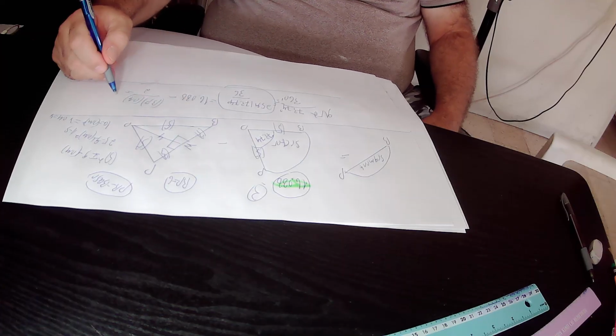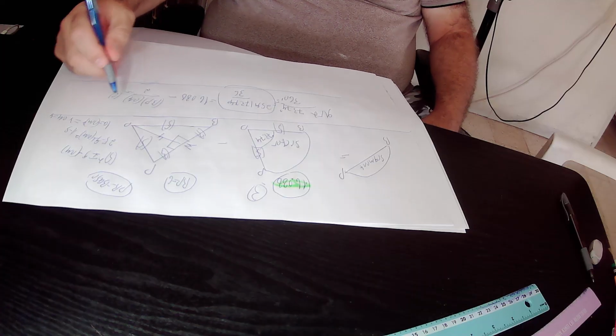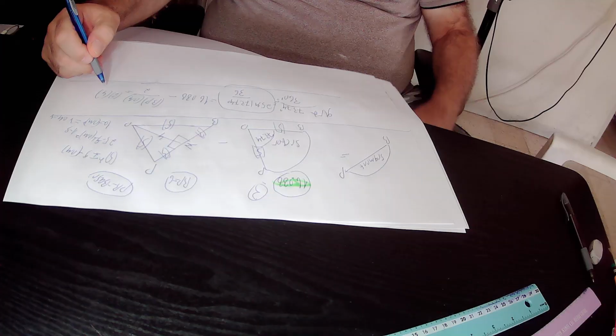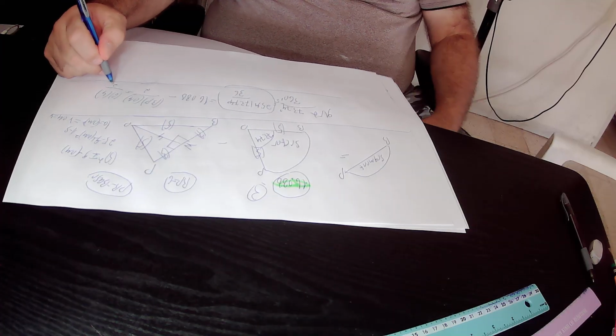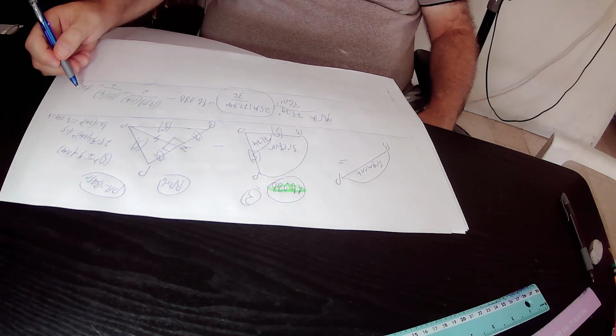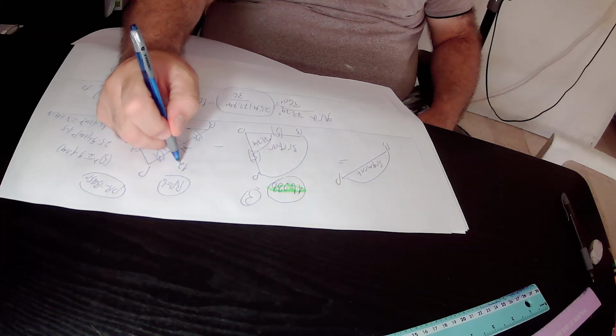BP is 6, the base BP is 6, times the height OM is 4, divided by 2. 4 over 2 is 2, and 2 times 6 is 12. So in total we found that the area of this isosceles triangle POB is equal to 12 square units in its size.